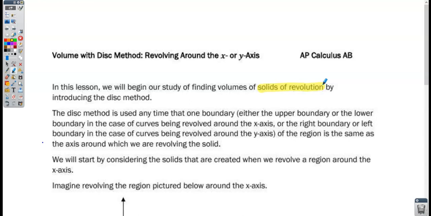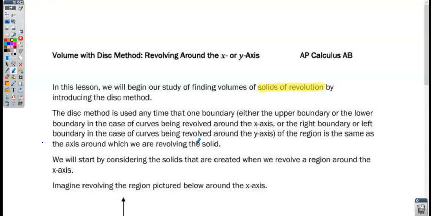We use the disk method anytime one boundary, and it can be either the upper boundary or the lower boundary, or the right boundary or left boundary when we're revolving around the y-axis, is the same as the axis around which we're revolving the solid. Then we're going to use the disk method. If the axis around which we're revolving to create the solid is not a boundary of the region, then we do not use the disk method. We're going to use the washer method instead.